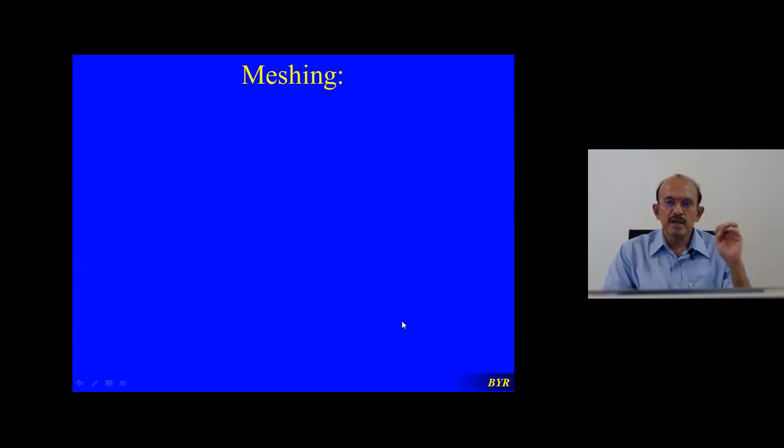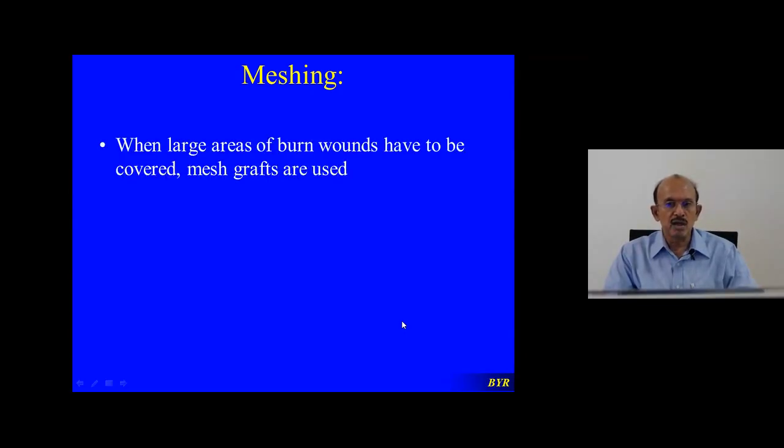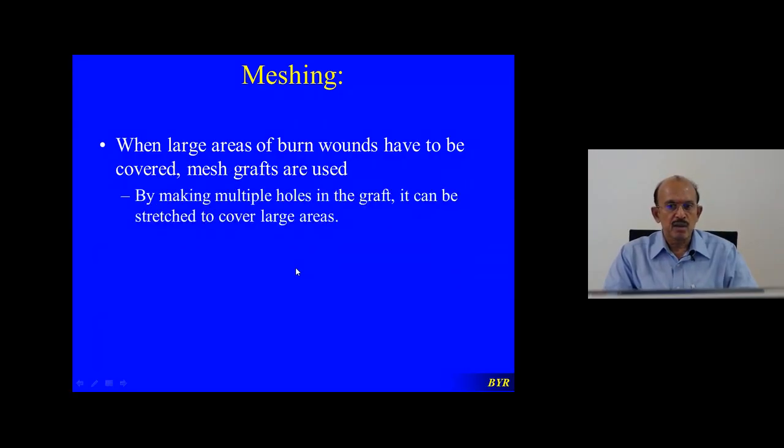For example, we have seen large areas of burnt tissues can be there. So the whole trunk can be burnt. So when you want to graft that large area, the donor areas will not be sufficient to do the grafting. So in that case, what you do is a procedure called meshing. When large areas of burn wounds have to be covered, mesh grafts are used.